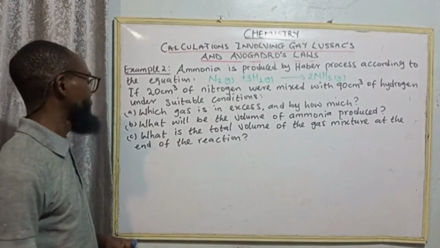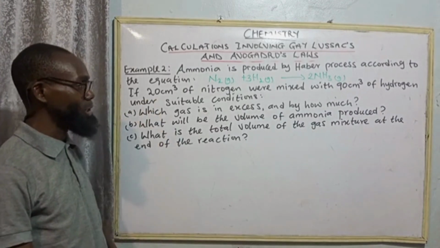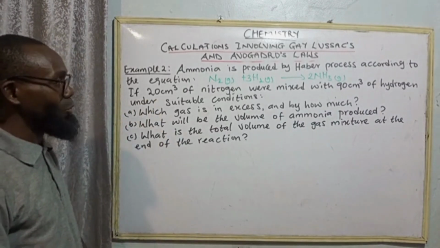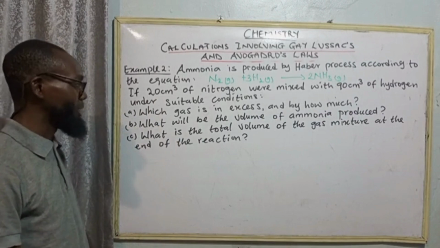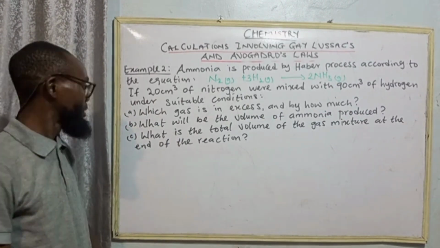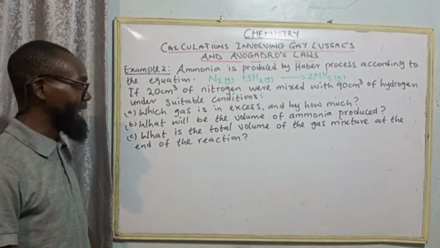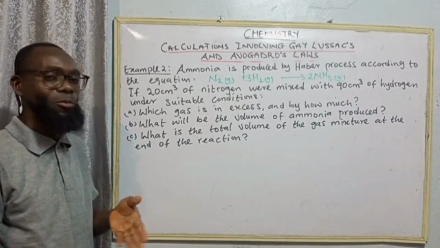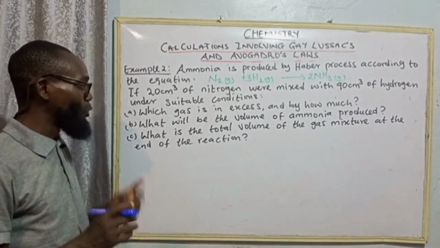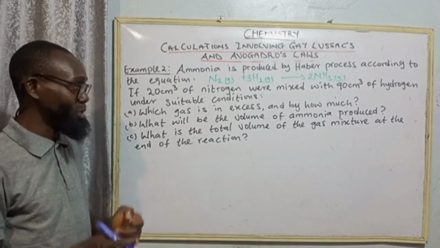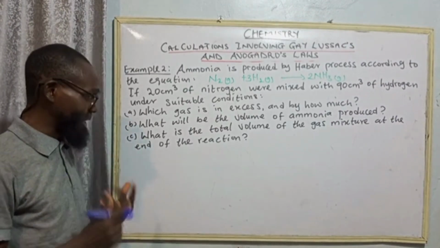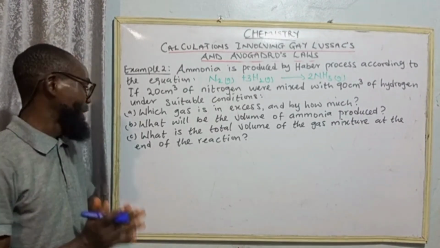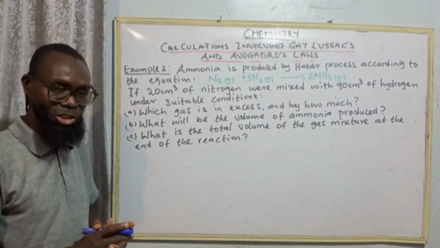ammonia gas. If 20 cm cube of nitrogen were mixed with 90 cm cube of hydrogen under suitable conditions. Question A, which gas is in excess and by how much? Question B, what will be the volume of ammonia produced? Question C, what is the total volume of the gas mixture at the end of the reaction?